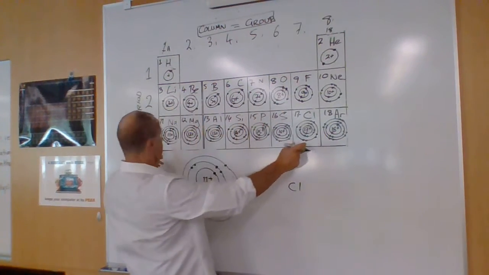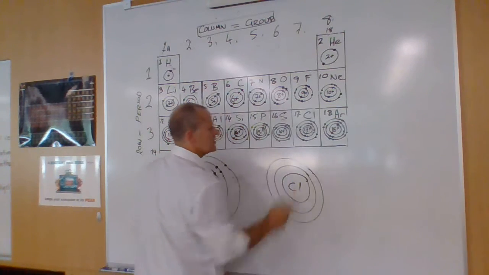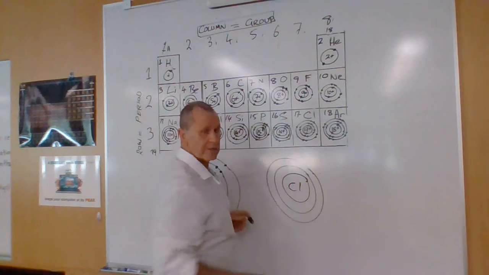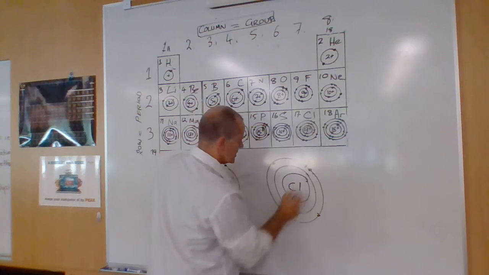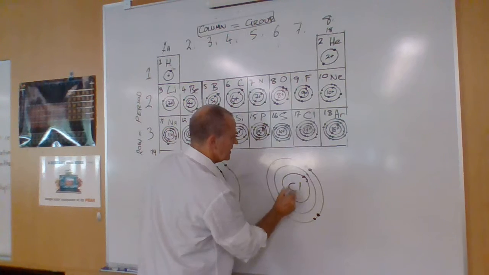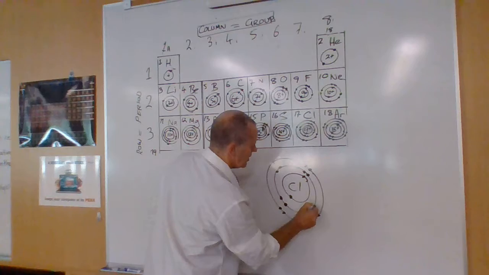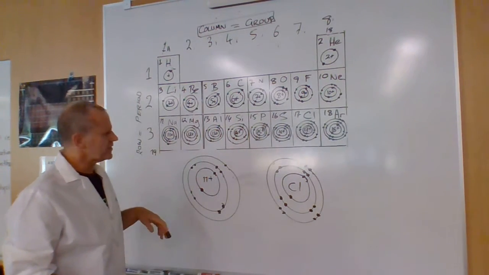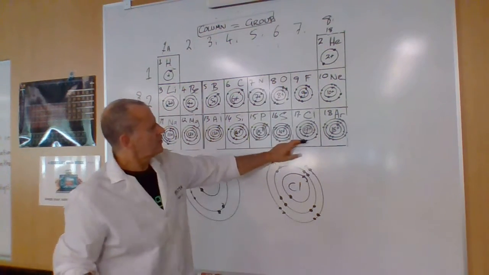So chlorine's here, period 3, so 3 energy levels. Good. And it's in group 7, and so it's got 7 electrons in its outer energy level. And that's important. We'll draw the others. They're not so important, but I still want to draw them for now because they are there.